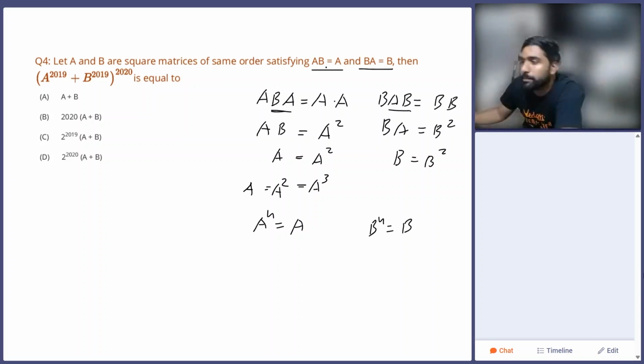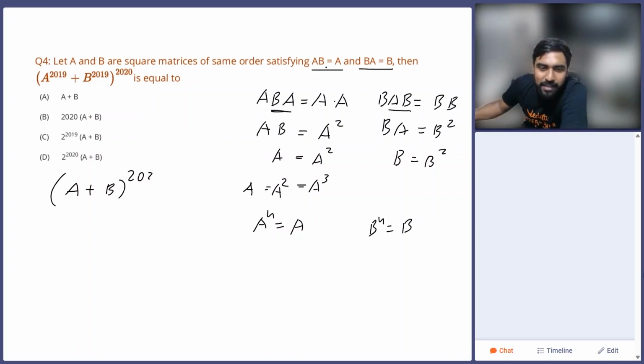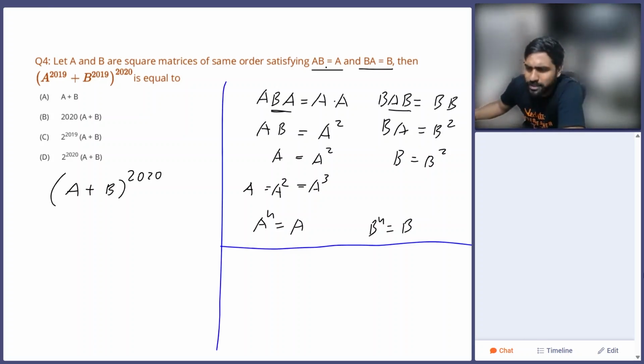Any power of B will be equal to B only. So the question now reduces down to (A + B)^2020. Now it's still not done. We still have to talk about what will happen when you have (A + B)^2020. Again in this case also we are most probably going to get some general result.